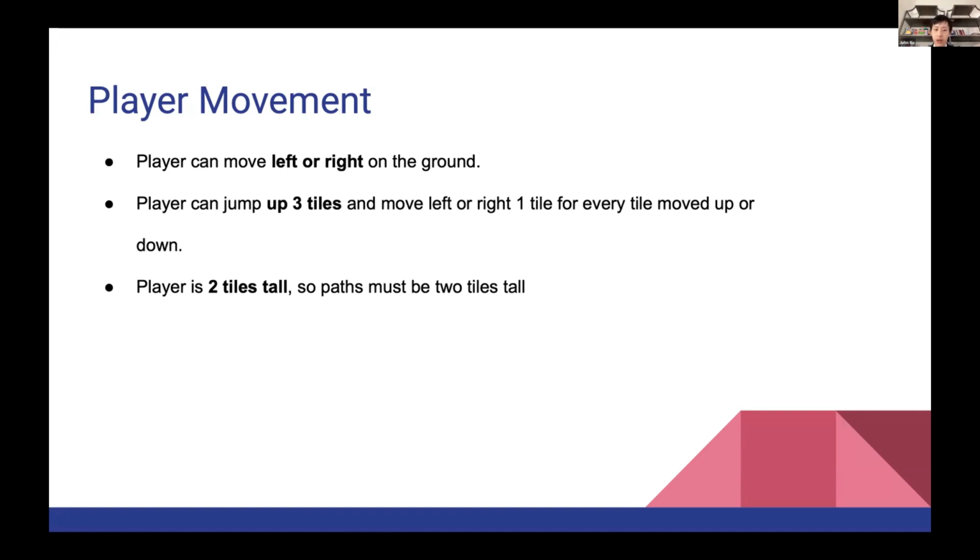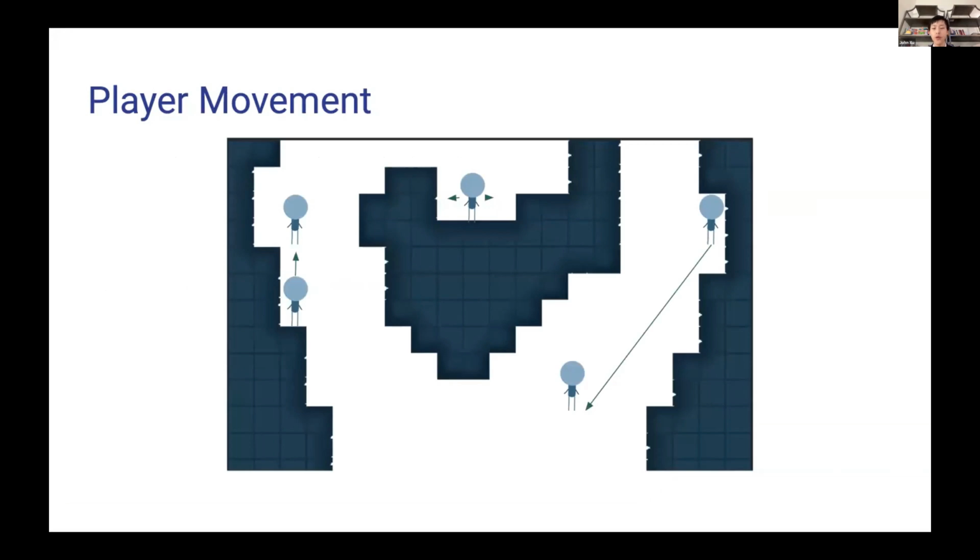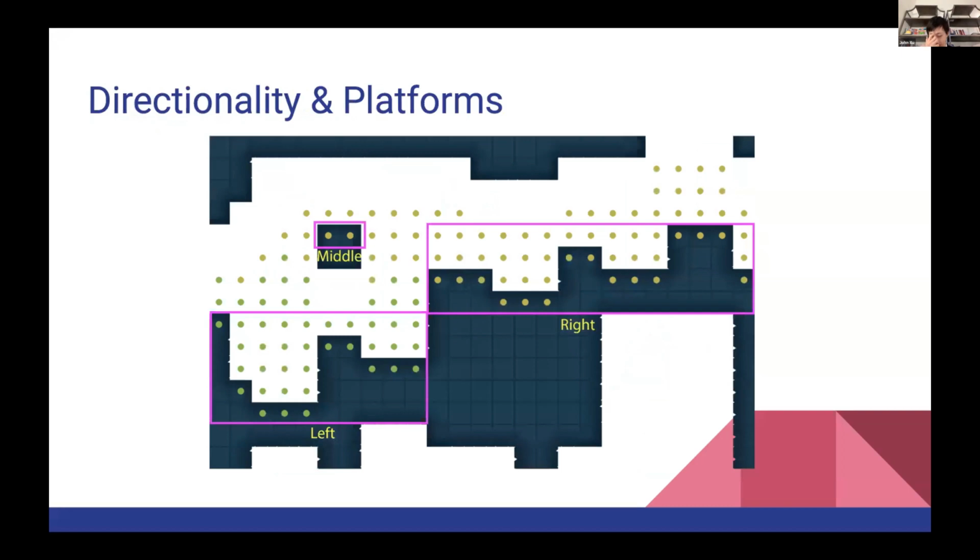So this is a little better demonstration of what we're dealing with. As you can see, the player jumps up 3 tiles, at most 3 tiles, we see the diagonal movement that I was talking about before, and we see just regular left and right on the ground. So these are the movements of the player, and that will come in handy when we're determining the directionality of the rooms. And we get finally a little more about platforms, which I didn't mention earlier.